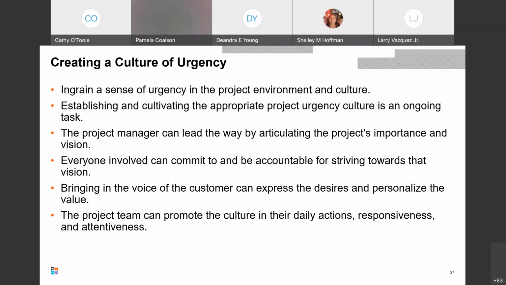So I would say that everybody needs to understand what it is and why it's important so that they can account for what their part is in it. And you as the PM have to be the one that does that. You get everybody involved this way so that they can be committed and accountable for realizing that vision. You can bring in the voice of the customer so that they can express their desires and personalize the value. You also can promote the culture in the project team, monitoring their daily actions, responsiveness, and attentiveness.